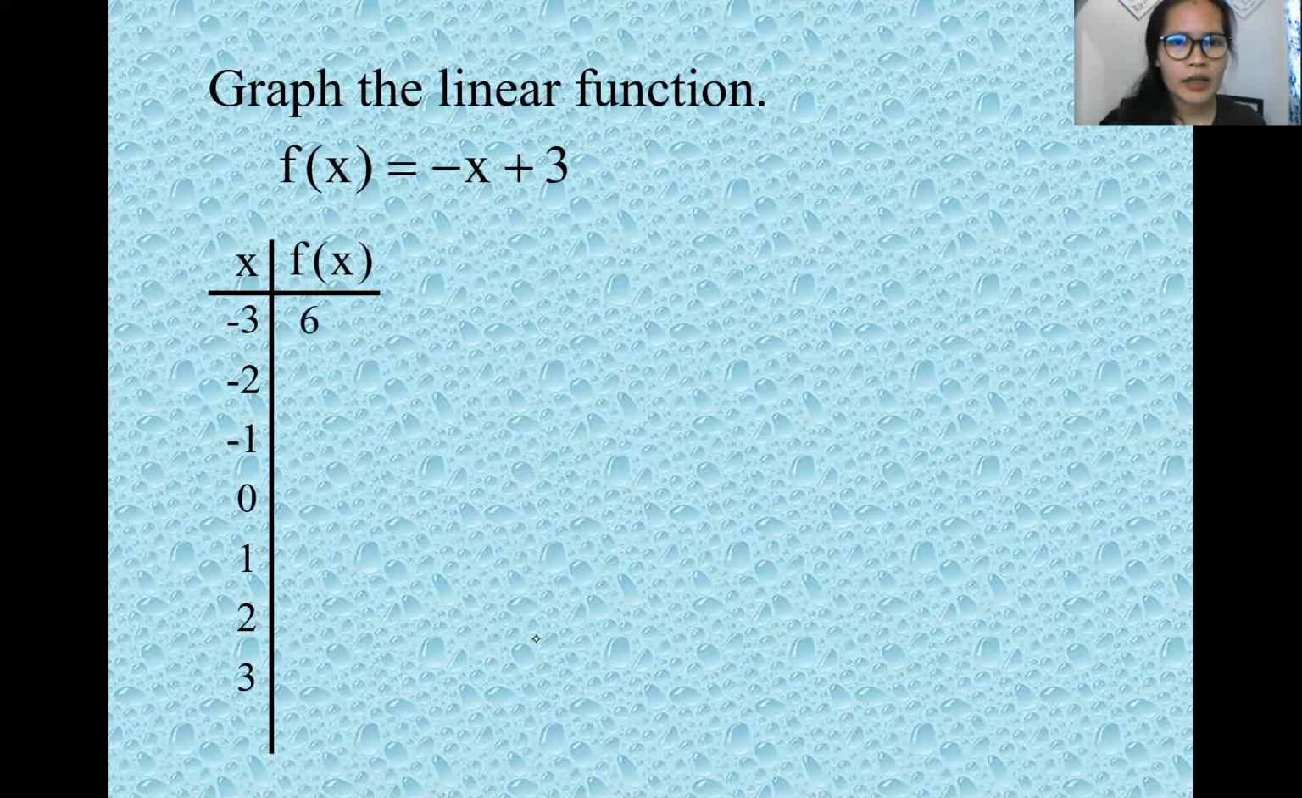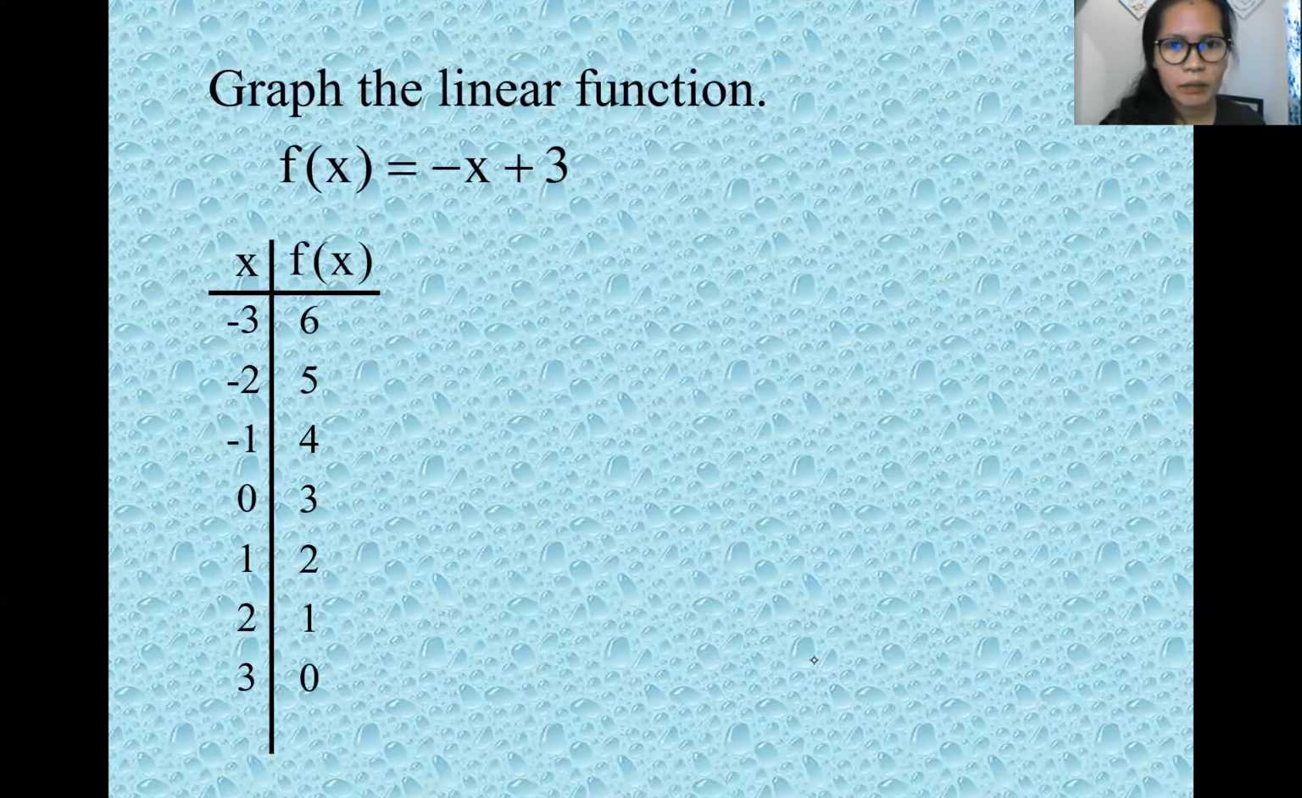Negative 2 times negative, the answer is positive 2. Plus 3 is equal to 5. Negative times negative 1, the answer is 1. Plus 3, that would be 4. Negative times 0, the answer is 0. Plus 3, the answer is 3. Negative times 1, negative 1. Plus 3, the answer is 2. Negative times 2 is negative 2. Plus 3, the answer is 1. Negative times 3 is negative 3. Plus 3, the answer is 0.